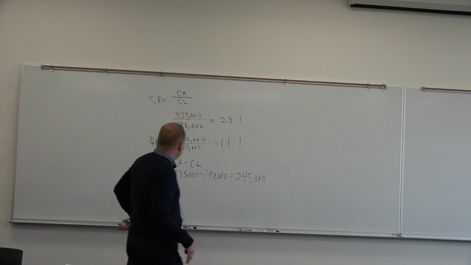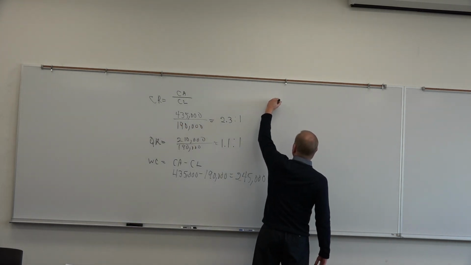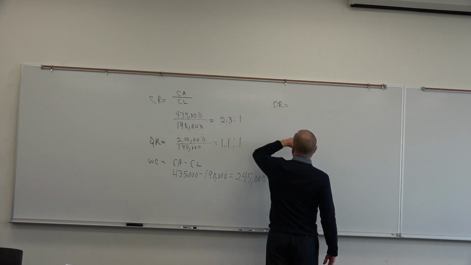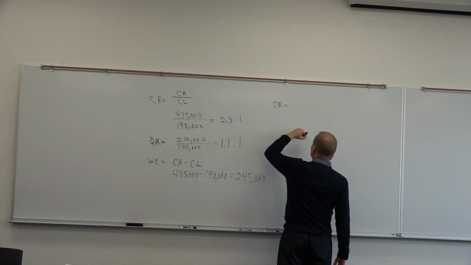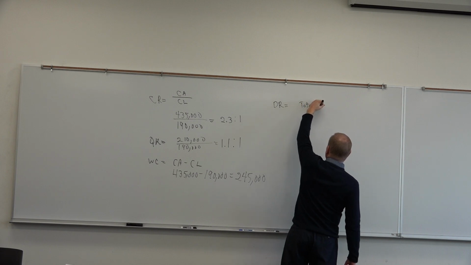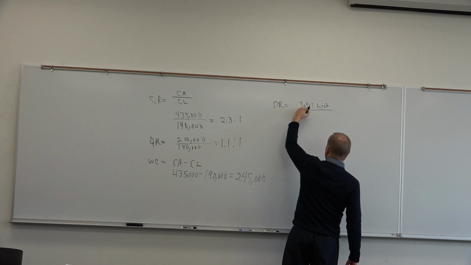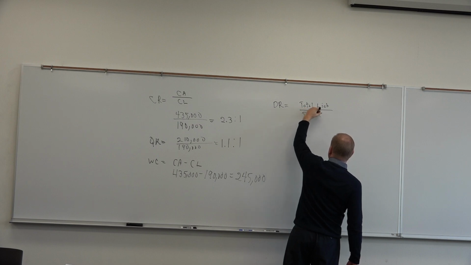All right, next, debt ratio. And this is simply total liabilities over total assets.